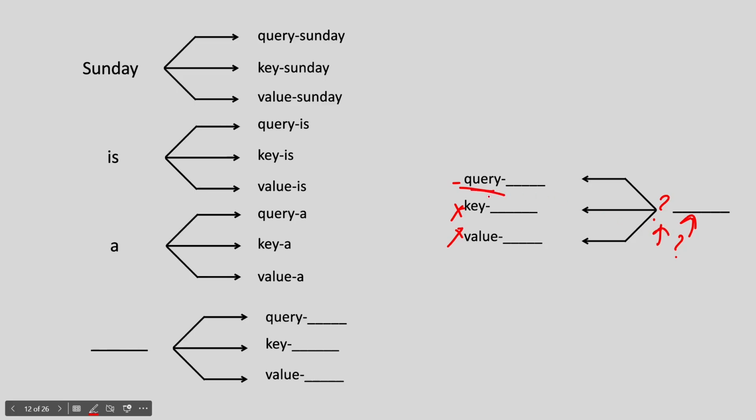Now how things happen in this attention mechanism is, whatever we need to figure out, whatever we want, we take the query vector of that and we take the key vector of all the other words, including the word itself. Why do we take the query with its own key?